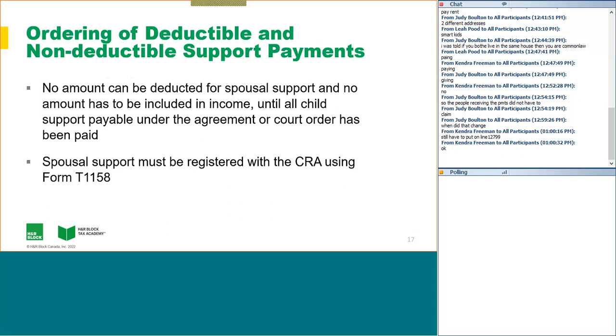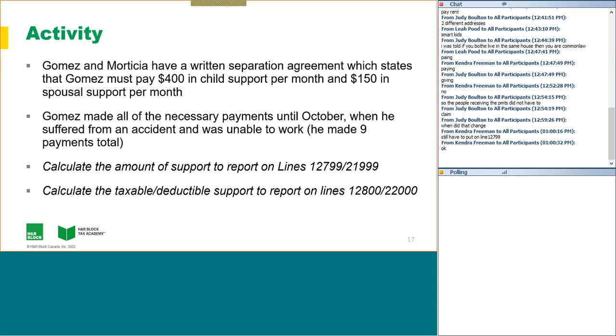All right, let's practice. Okay, so I have Gomez and Morticia. In honor of Halloween coming up, they have a written separation agreement which states that Gomez must pay $400 in child support per month and $150 in spousal support per month. Gomez made all the payments to October when he suffered a terrible accident, and if you've ever seen The Addams Family, you can imagine what that might have been. He wasn't able to work, so he made 9 payments, and then at the end of the year, he wasn't able to make any further payments.